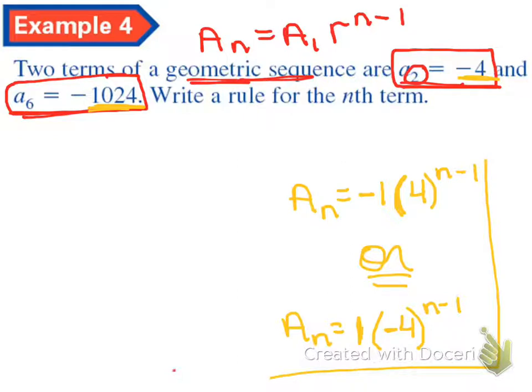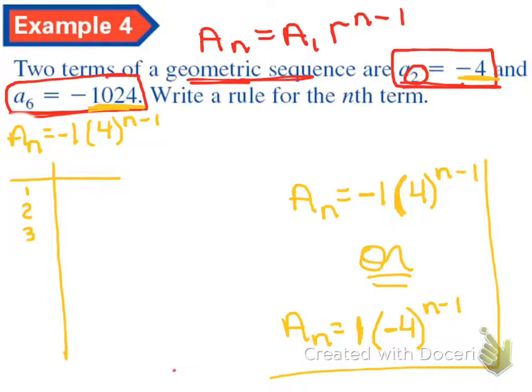Okay, let's do a table of values for the rule where any term is equal to negative 1 times 4 to the n minus 1 power. And let's do from the first term to the sixth term. Now, using your calculators, this would be quick.